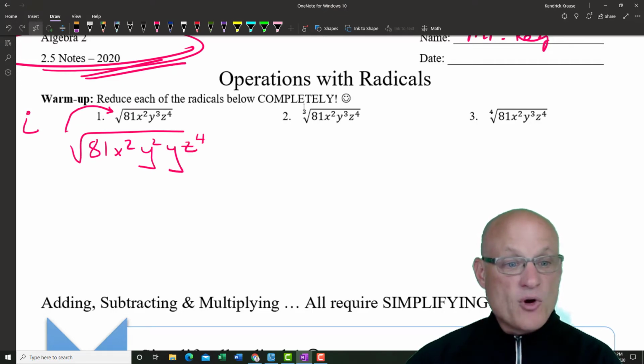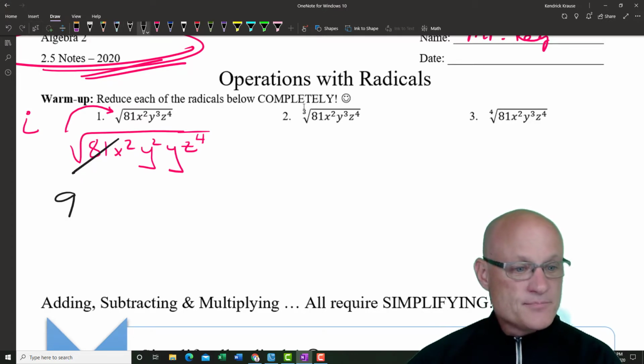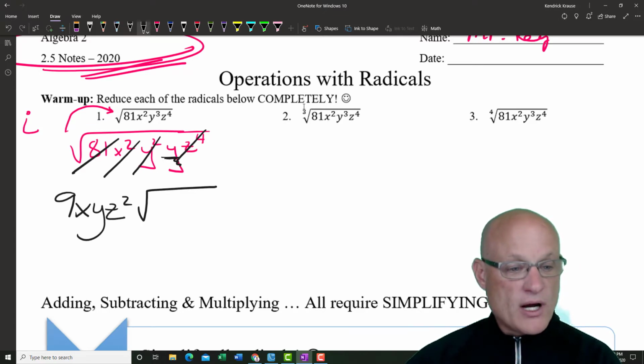Remember, we want multiples of 2. In this case, we want evens, right? So let's see. Cross out, you are 9. Cross out, it's x. Cross out, that's y. And cross out, that's z squared. And the only thing I didn't cross off was this little y right here, and that's it.